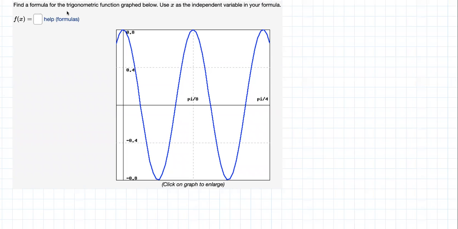Find the formula for the trigonometric function graph below. Use x as the independent variable in your formula. Okay, so first of all, we have to ask ourselves, what does this graph resemble? It clearly resembles the graph of the cosine function, right?